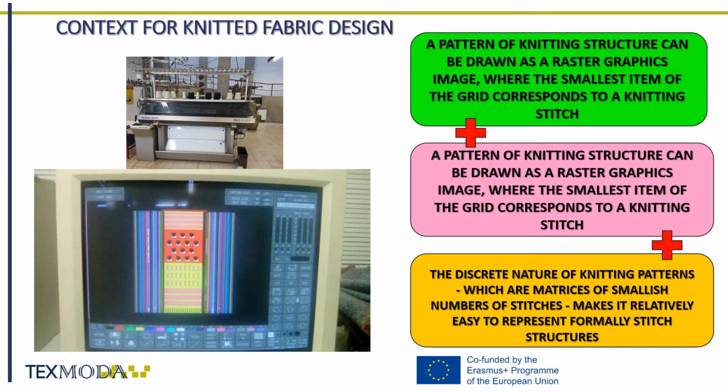The discrete nature of knitting patterns, which are matrices of smallish numbers of stitches, makes it relatively easy to represent formally stitched structures. To describe a knitting pattern structure, the grid's items are filled with different colors or icons. Universal and Shima Seiki use color coding, whereas Stoll uses symbols to represent individual stitches as part of a language derived from BASIC, and has introduced an iconic representation of predefined stitched structures.